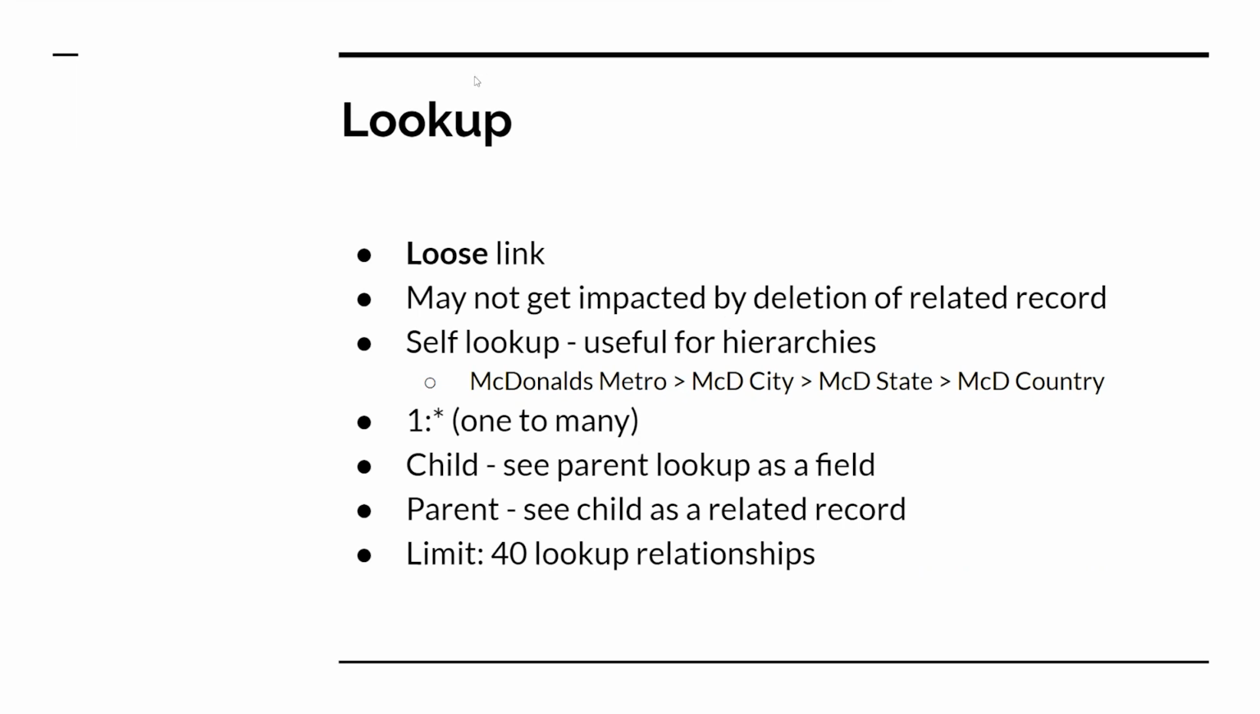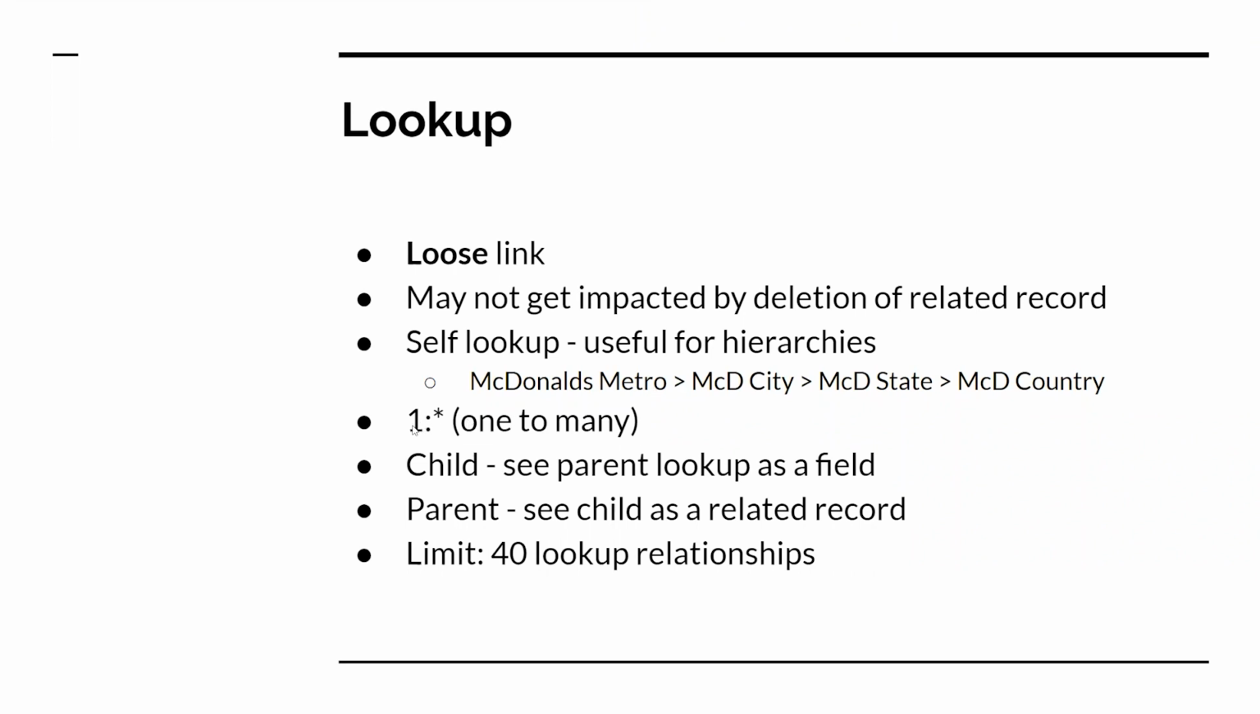With lookups, you can also do a self lookup, when one object looks at itself. This can be great for hierarchies. If you think of McDonald's, you might have a McDonald's in the metro of your city, and that's owned by a larger McDonald's which looks after the entire city. Then that McDonald's is owned by an even larger McDonald's group, which is the state that you live in, and then the country. So all of this is an account looking to an account, looking to an account, over and over again. You can't do that with a master detail. It needs to be to a different object.